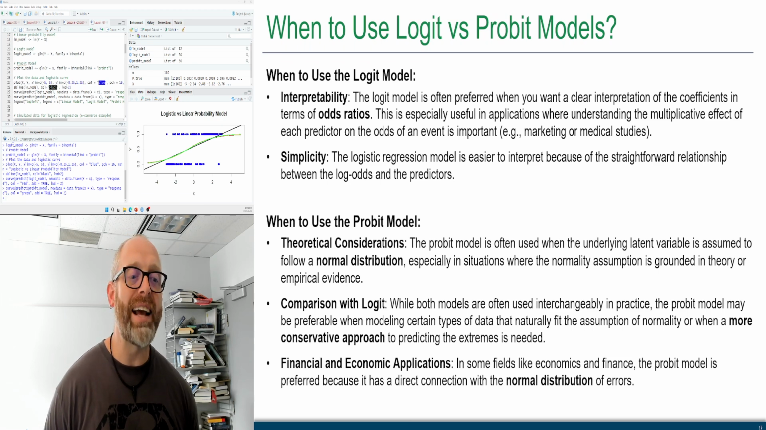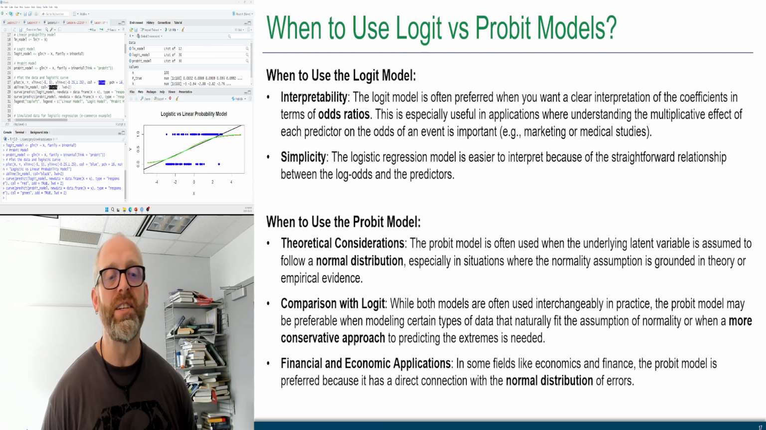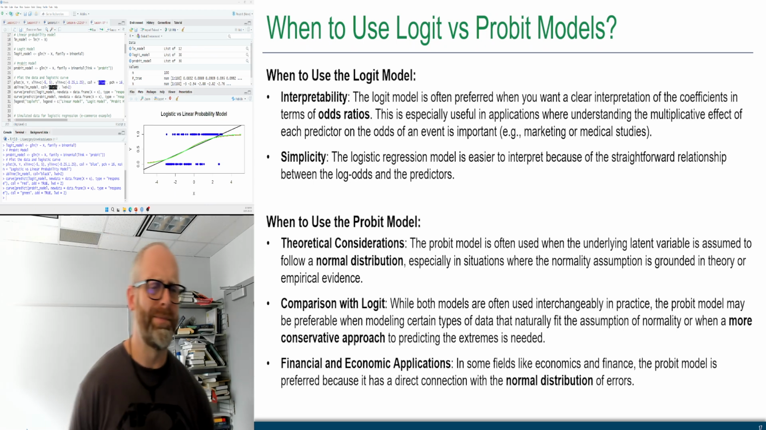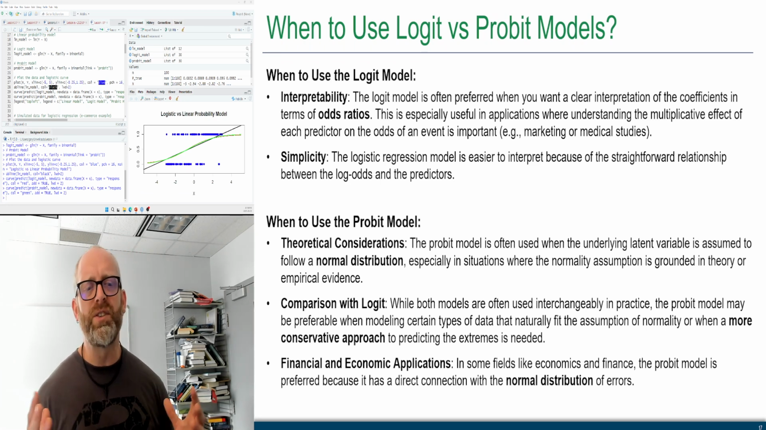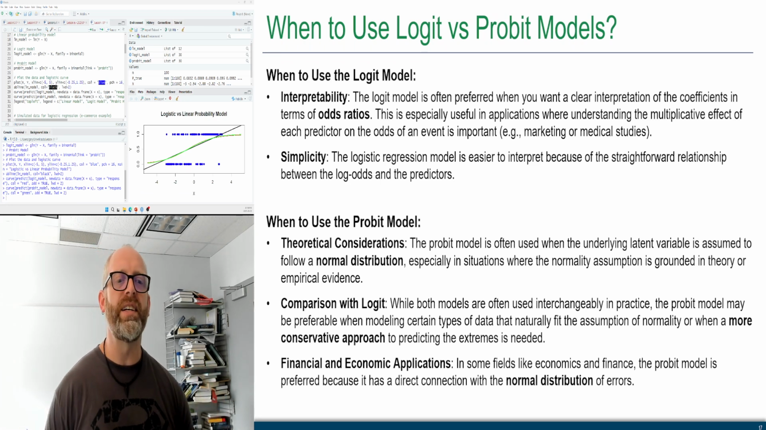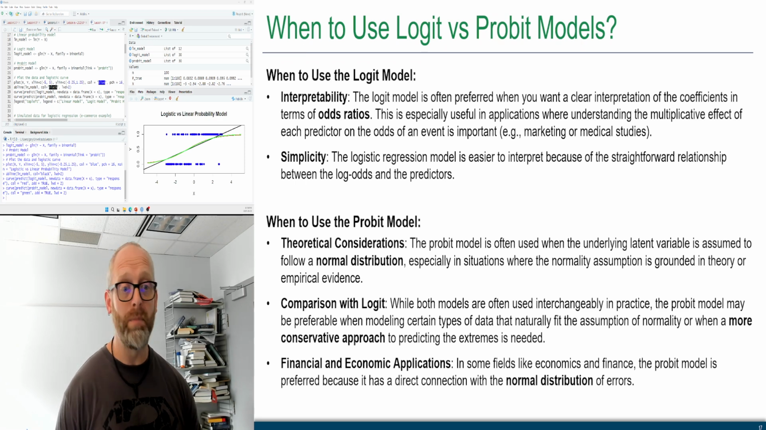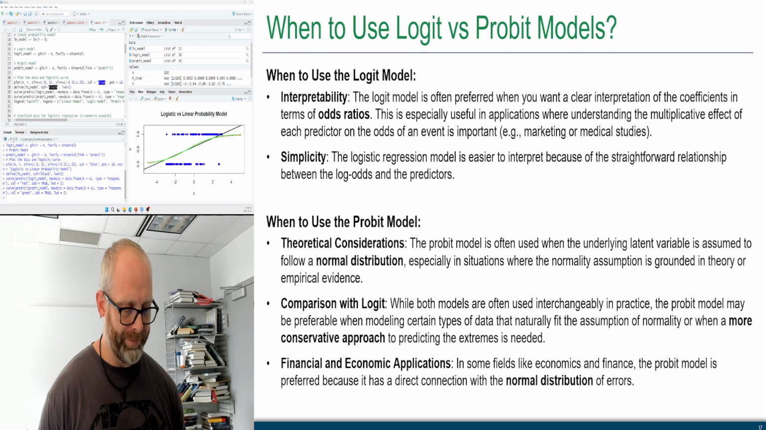There are financial and economic applications of this. In some fields like economics and finance, the Probit model is preferred because it has a direct connection with the normal distribution of the errors. All right. So that's everything that we need in terms of the link function. We have the 2 different ones. You've kind of seen the 2. What we're going to be focusing on is the logit link function, but both of them are out there.